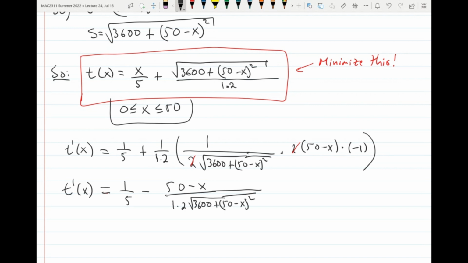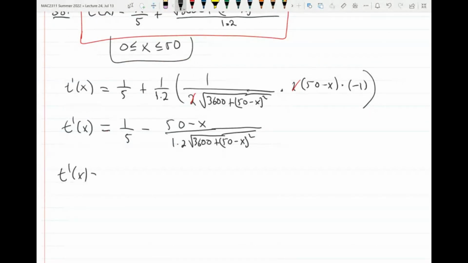Now, undefined would come from down here, but notice that this bottom will never be equal to 0, because this parenthesis is always positive. Yes? We're squaring that. So this is 3600 plus something positive, or maybe 0 when x is 50. So this will never be 0, and this will never be negative, so we don't worry about that. We only have to worry about the derivative being 0.